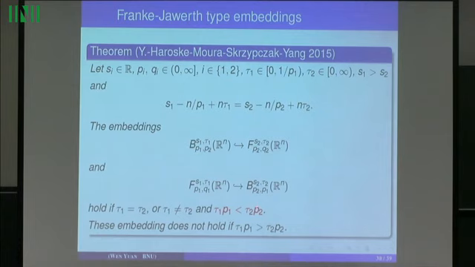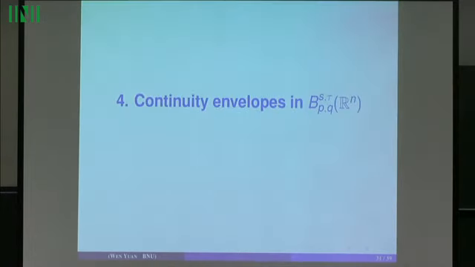For these embeddings, the only unknown case is the limiting case tau1 p1 equal to tau2 p2. Whether in this case the embeddings are still true is unknown, because we can show that if tau1 p1 is strictly greater than tau2 p2, then these embeddings are not true. So the only gap is the limiting case. So these are some embedding results and behaviors of tau spaces.